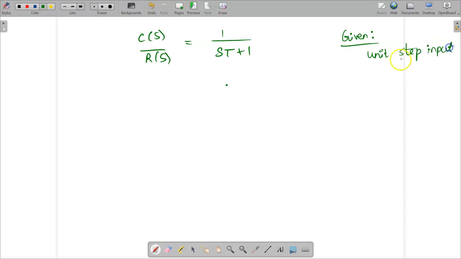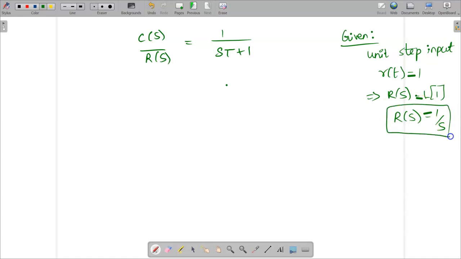Unit step input means that your r(t) is 1. Whenever r(t) is 1, I can apply the Laplace transformation for this term. The Laplace of 1 is nothing but 1 by s. So I can determine that R(s) is 1 by s.